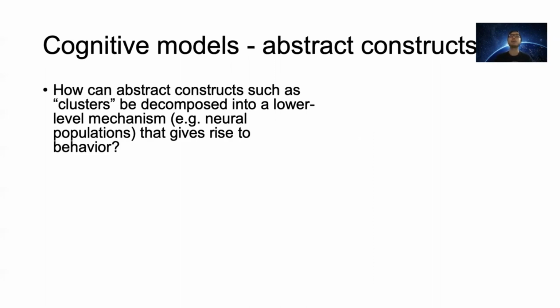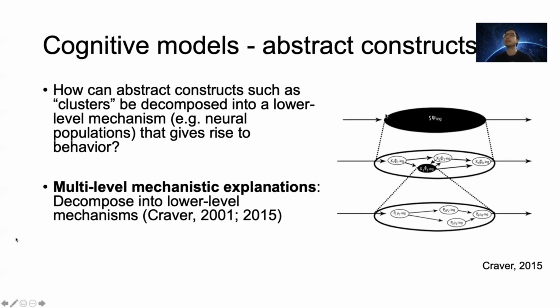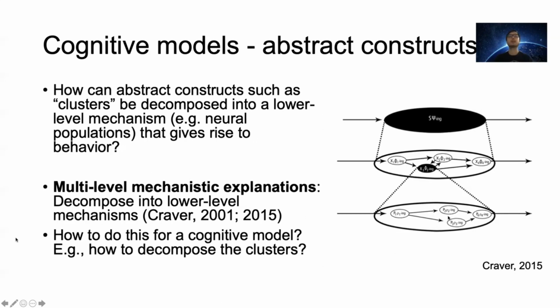So we have these cognitive models now with some abstract constructs like clusters. But how can we decompose them into something like a lower level mechanism like neural populations? So Craver has talked about multi-level mechanistic explanations. And for us, those would be something like behavior at the top level. And the lower mechanistic level is the cognitive model. We have multiple clusters that can lead to a decision rule for categorization. But we can also decompose particular parts of this at this level, like a particular cluster, how that arises as well. So how do we do this?